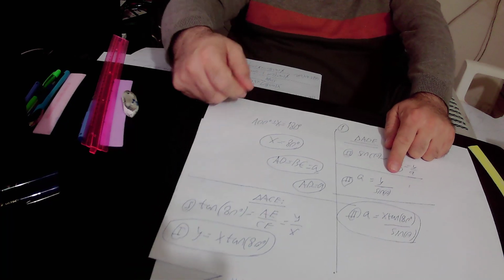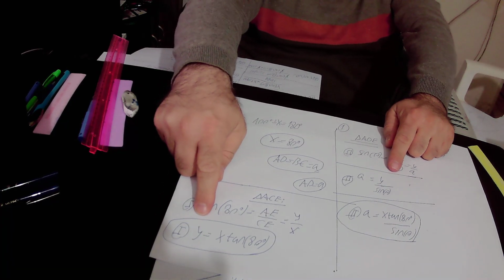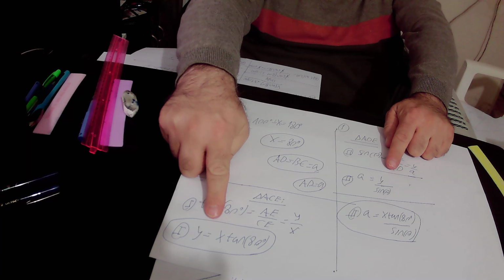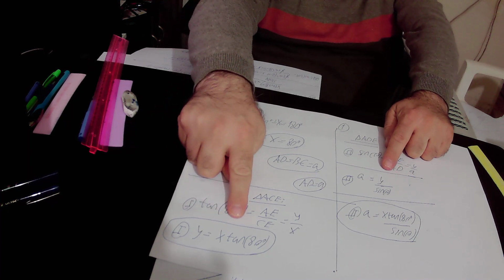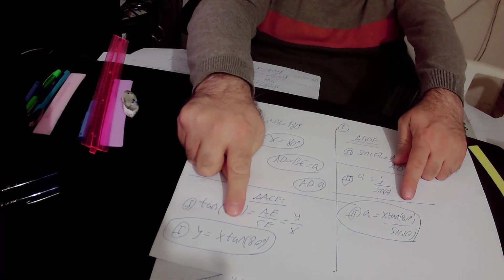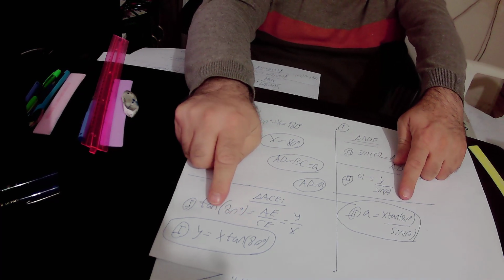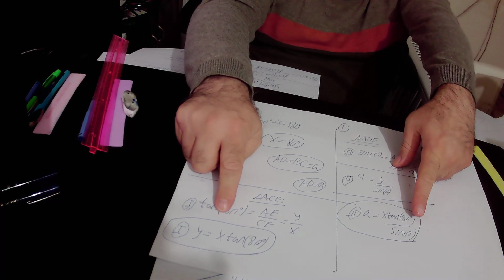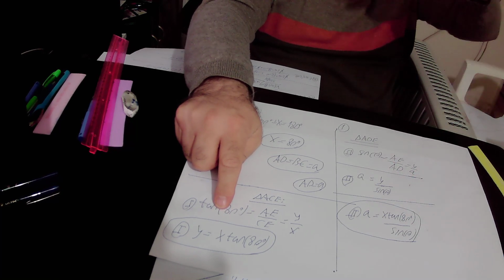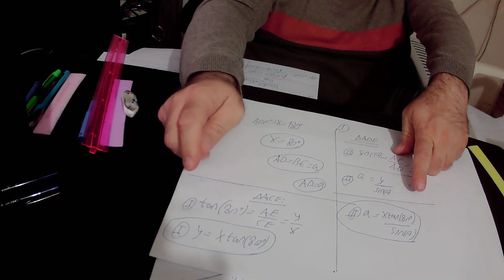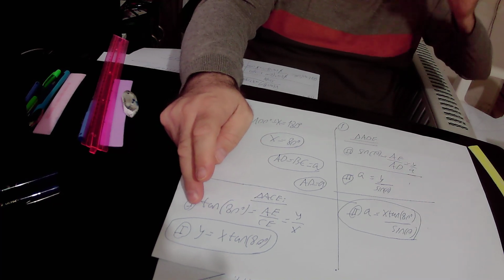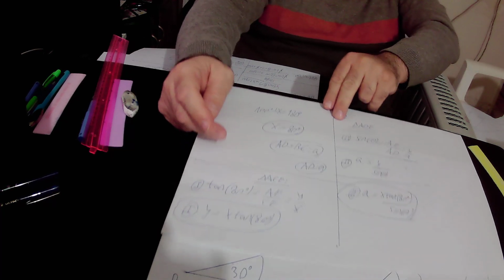According to equation number 1, Y equals X tangent 80 degrees, so we substituted Y by X tangent 80 degrees, and we got that A equals X tangent 80 degrees over sine theta. So according to equation number 2, A equals X tangent 80 degrees over sine theta, and according to equation number 1, Y equals X tangent 80 degrees.